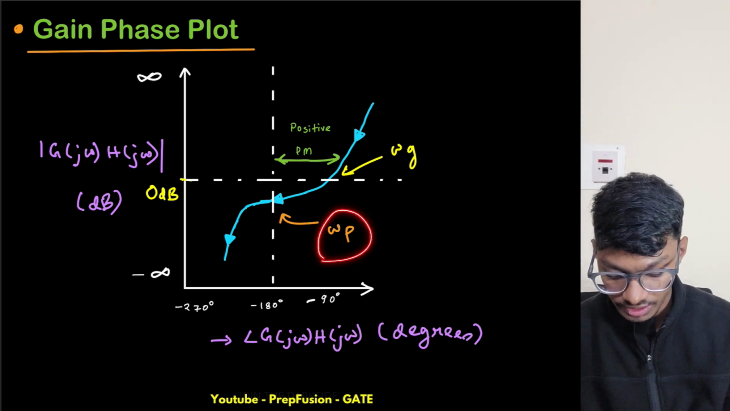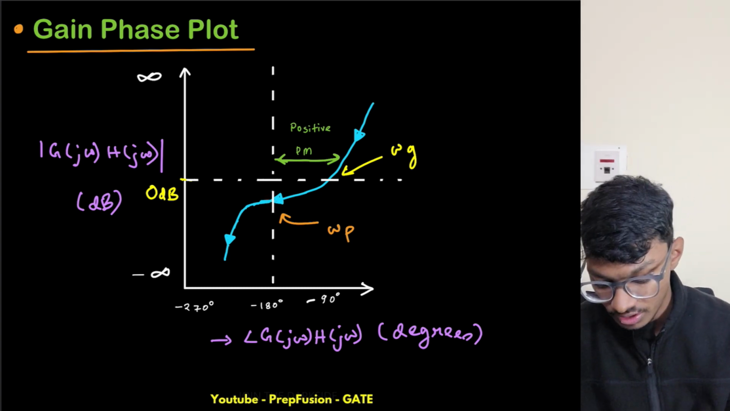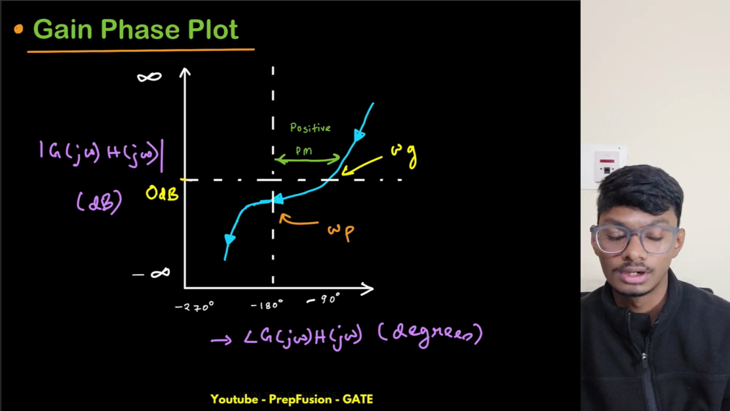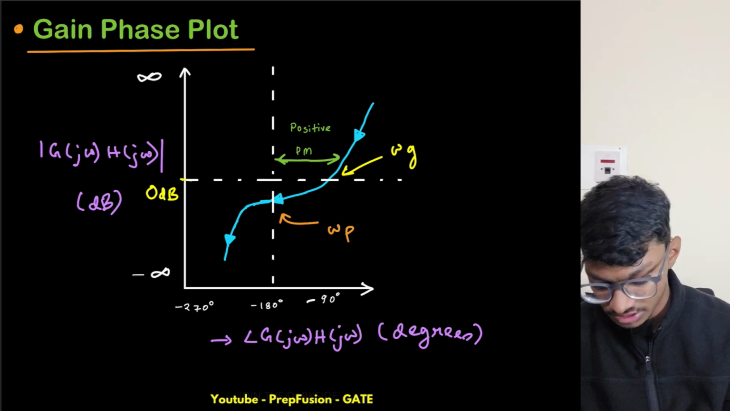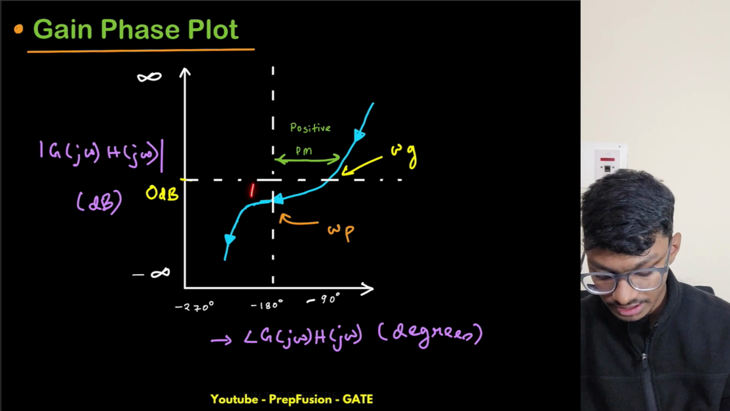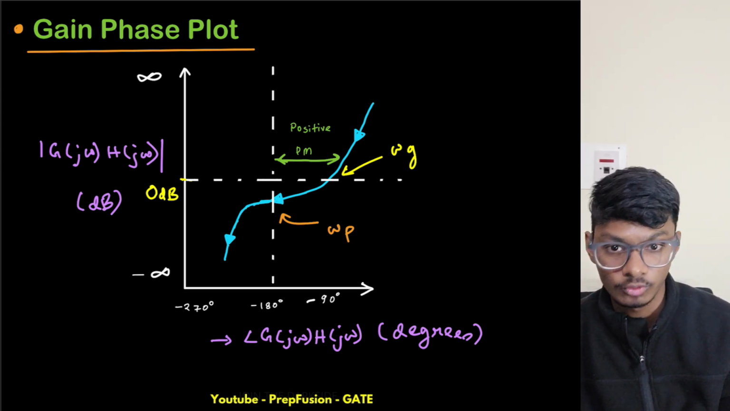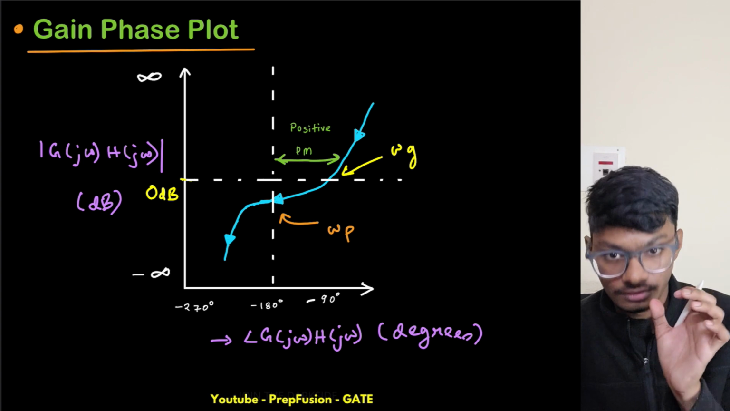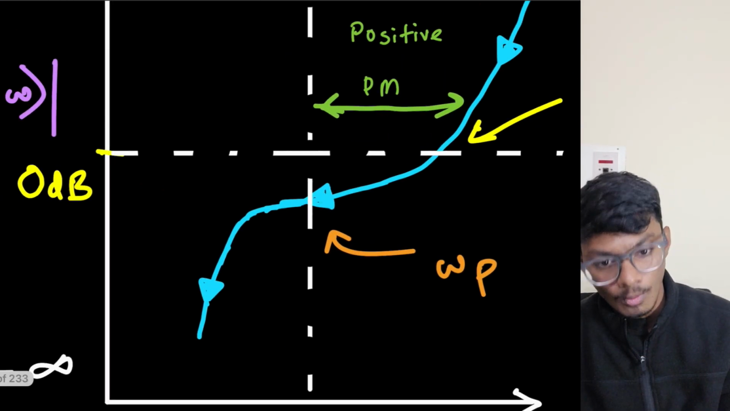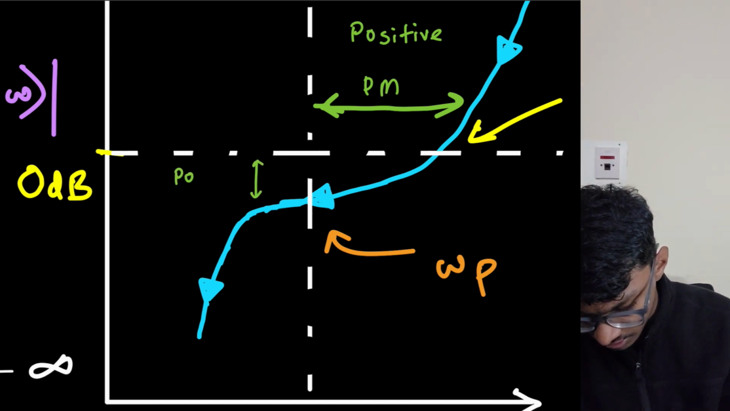Gain margin is when my phase is minus 180 degrees, and the amount of gain that I need to multiply to make the absolute value 1. This is the extra margin in terms of dB that I need to add to make it 0 dB, to touch the critical point. I'm going from the negative side to the positive side, so I'm adding positive gain. So my GM is also positive.